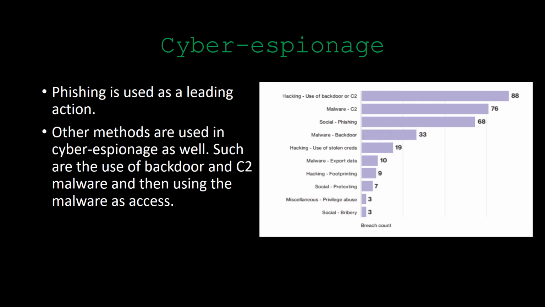And C2 malware is also known as command and control servers. This is used by attackers to maintain communications with the compromised system within the target network.